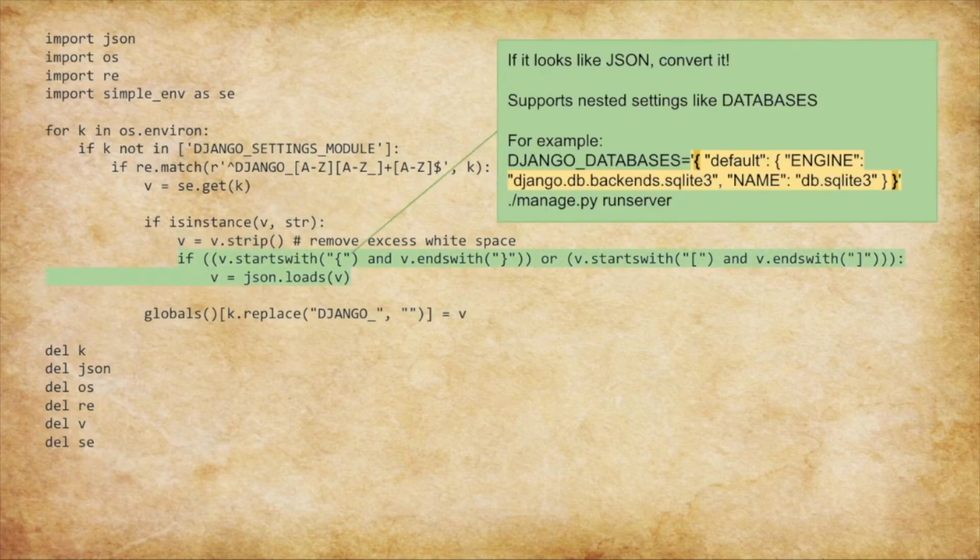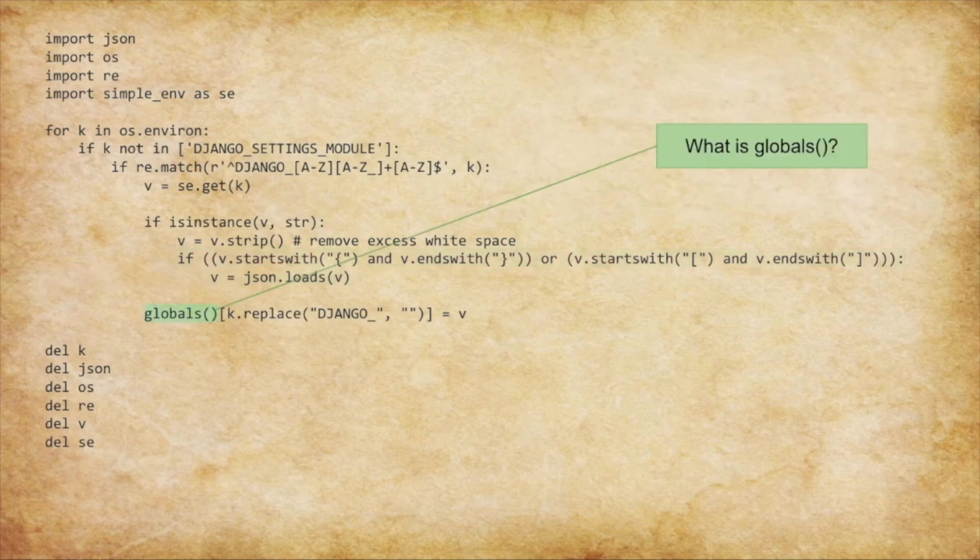What this is doing is it's saying that if our environmental variable looks like it's in JSON format, just assume it's JSON, parse it, and convert it into a Python object. So we can set really complicated Django settings using this JSON format.